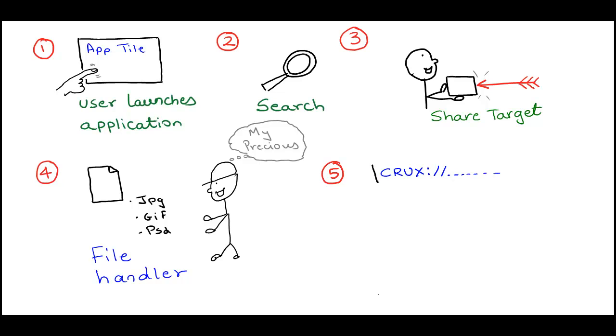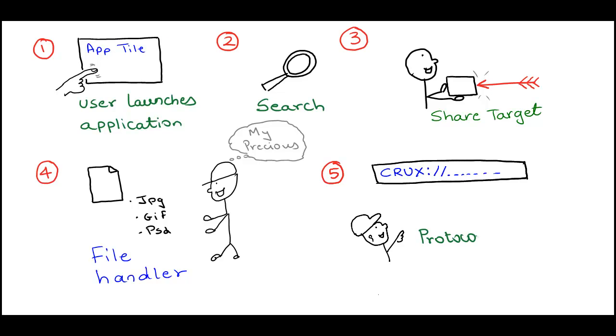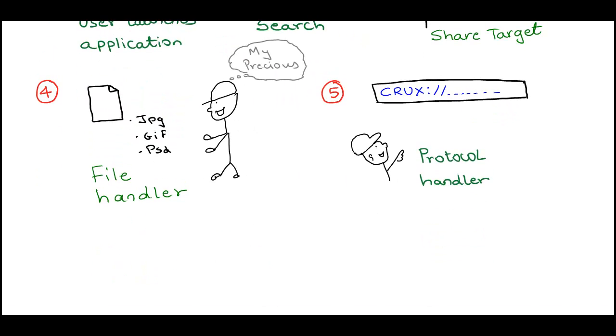In a similar vein, Metro style apps can declare themselves to be handlers for protocols as well. For example, an app can register itself as a handler for a custom protocol, called Crux in this case. And if any app navigates to a URL beginning with Crux, the app gets activated with the URL passed to it.